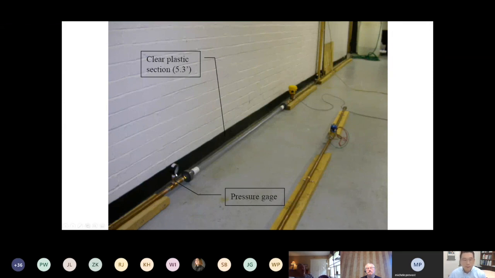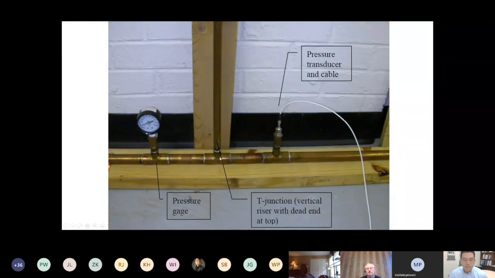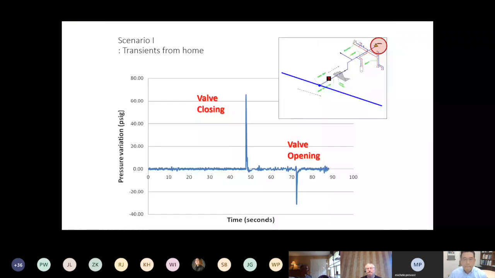This shows the regular pressure gauges. We also use the DAQ system, a LabVIEW-based data acquisition system. This shows the flow meter power supply. And this is the T-junction with the pressure transducers. All the data is fed to the DAQ system.